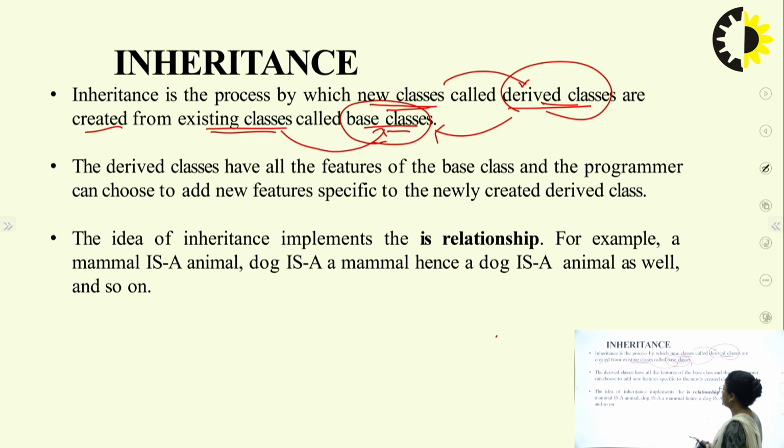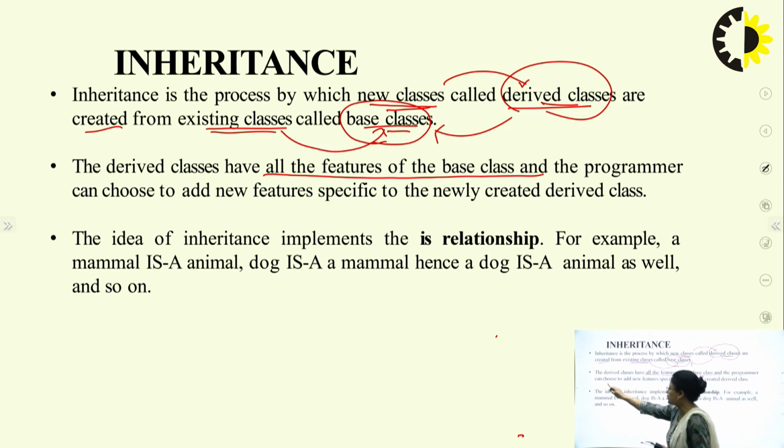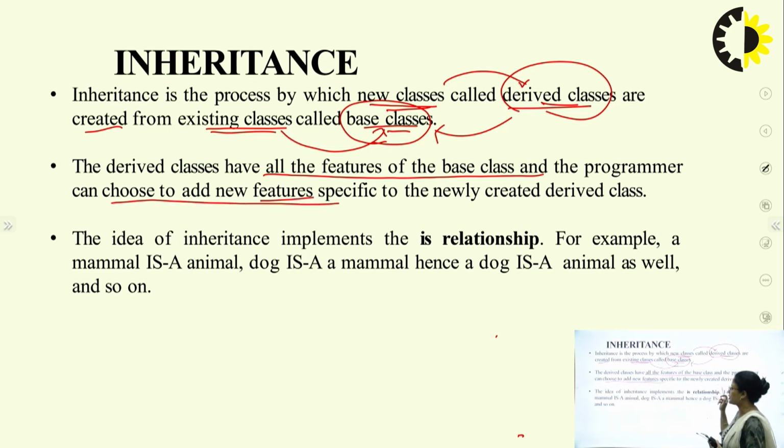The derived classes have all the features of the base class from which they are inheriting. This is a very important property of inheritance. Derived classes have all the features of the base class, and the programmer can choose to add new features via the derived class. So the derived class carries everything that is there in the base class. In addition to that, it will have some more extra properties or features as per the requirement of the programmer. So basically the idea of inheritance, it implements the is-a relationship.